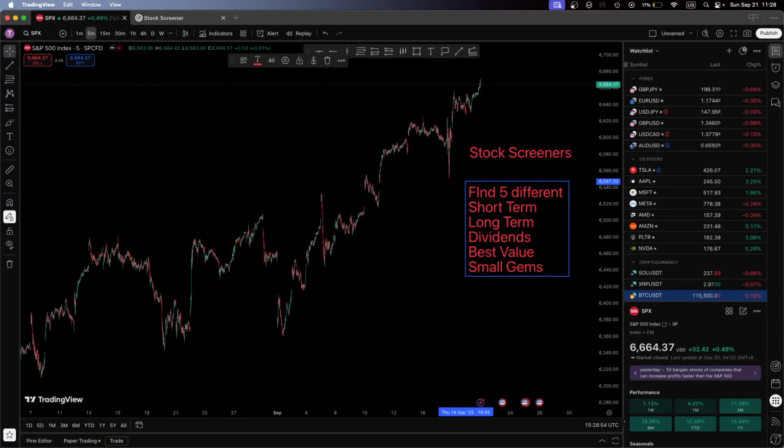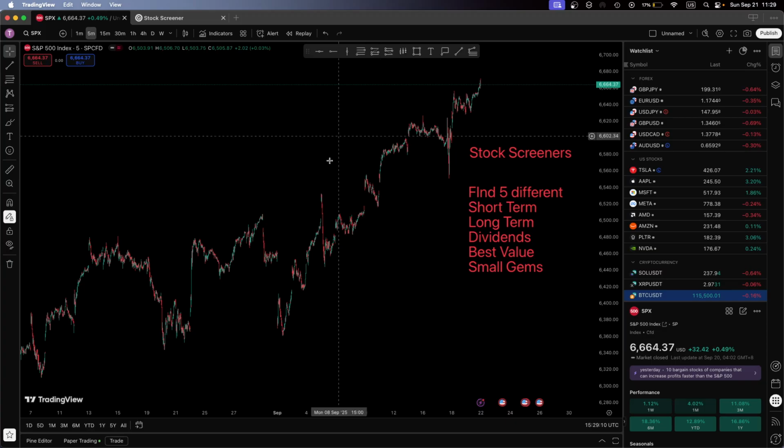So for each of the screeners there is a few kinds of filters that you can add, and I'll show you how to add, what to add, and what each filter is, basically the purpose of it.